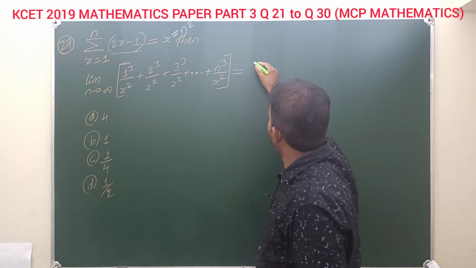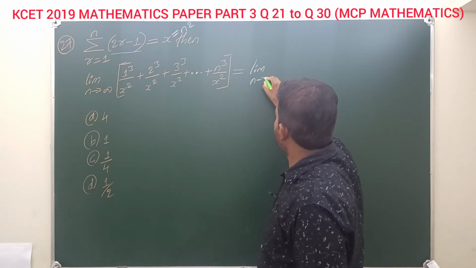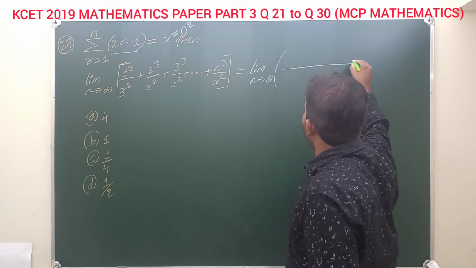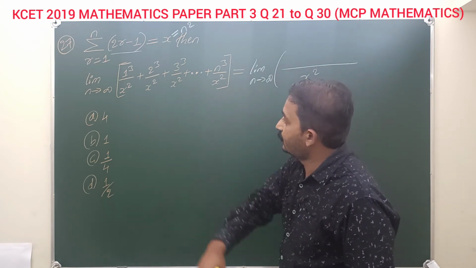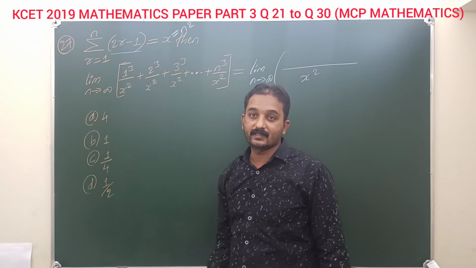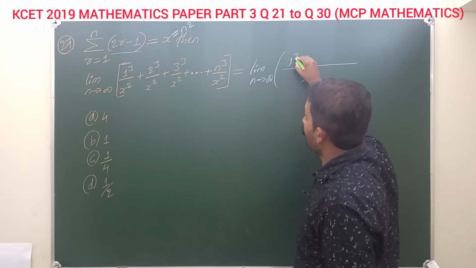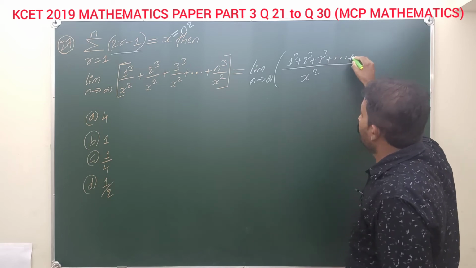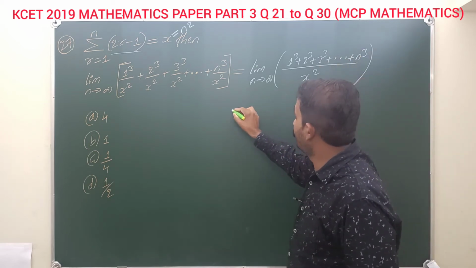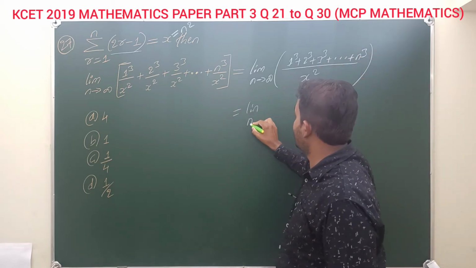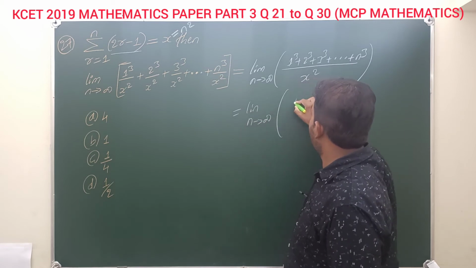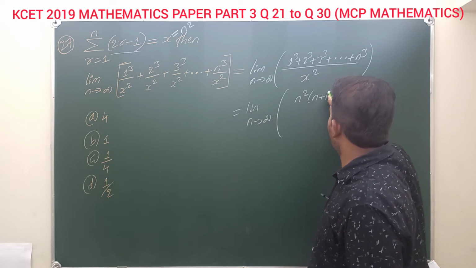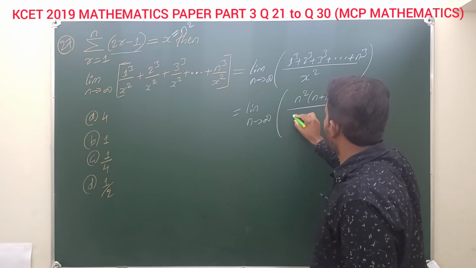This is equal to limit n tends to infinity. Take LCM x square. Add all the terms in the numerator because the LCM is the same in this case. Add means 1 plus 2 plus 3 and so on up to n cube. So the sum of the cubes of the first n natural numbers is n square, (n plus 1) whole square divided by 2 square, nothing but 4.